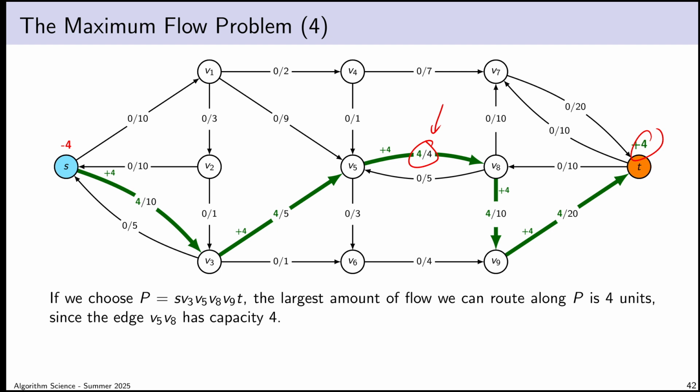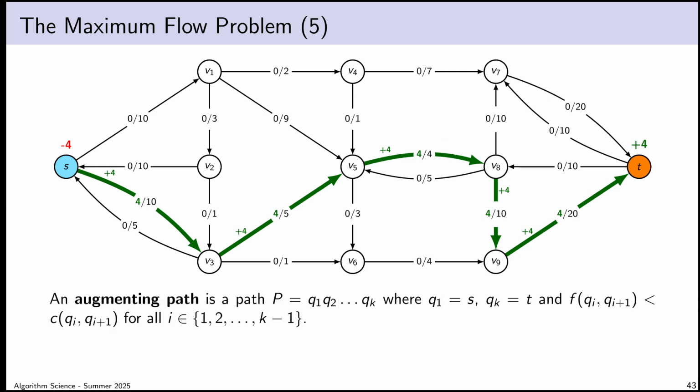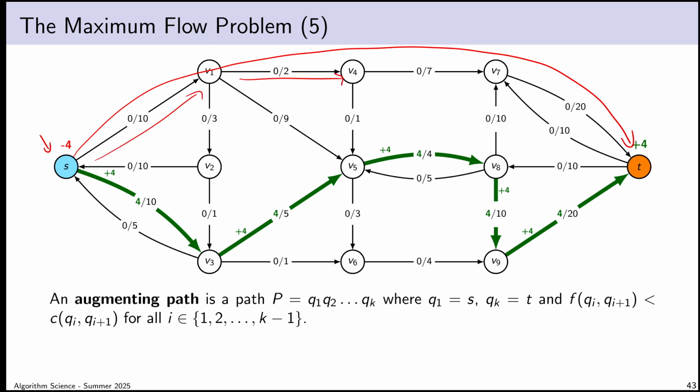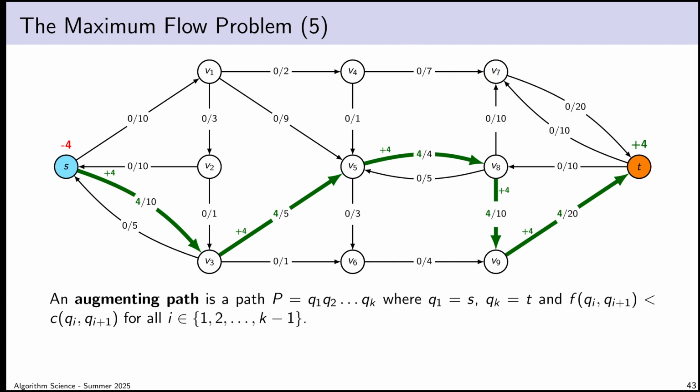Which means if I go looking for another path to send flow along, this edge will never participate again, because this edge is already full. I can't put any more along it. We're going to call this type of path an augmenting path. So an augmenting path is some path from S to T that has available capacity. If I look at the graph in its current state, this path here is an augmenting path because it is possible to send at least 1 unit of flow all the way along the path, respecting edge capacities, and have it reach vertex T.